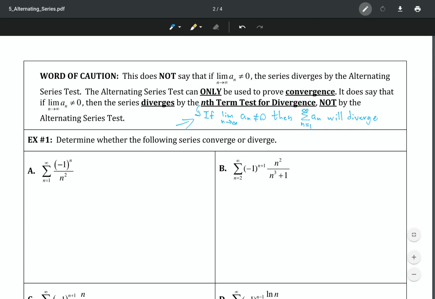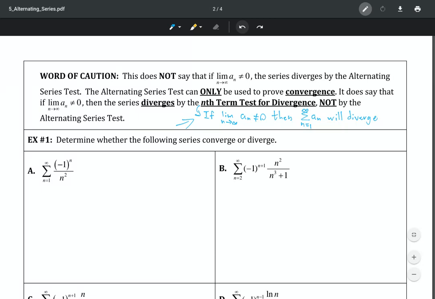All right, so first we have to do the following. First of all, is this an alternating series? It is. You can look at it. If I plug in a 1 for n, I get a negative. If I plug in a 2, I get a positive, and so on. If I plug in a 3, I get a negative.